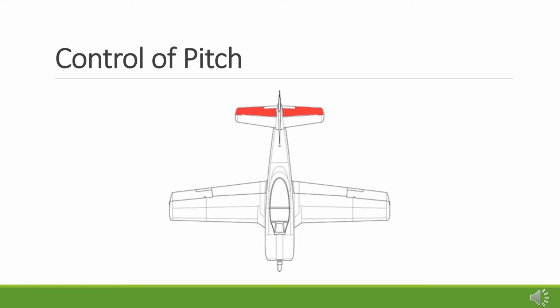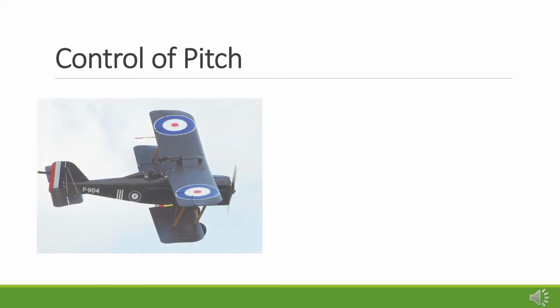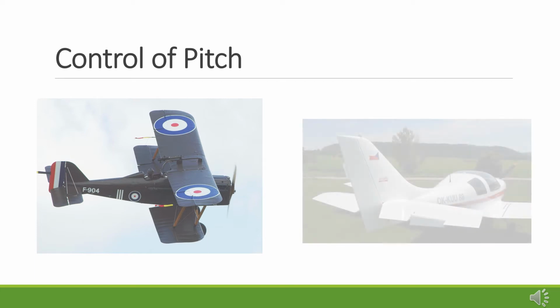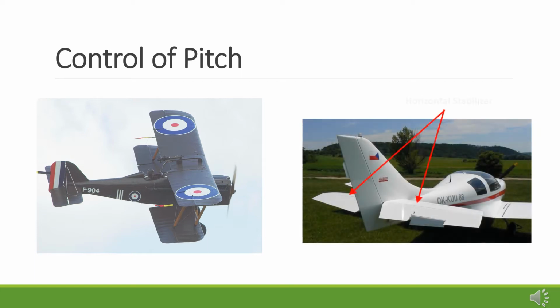Pitch is controlled on most aircraft by movable fins located on the tail or horizontal stabilizer. These movable fins are called elevators. While there are two elevators on the tail of most aircraft, they work in synchronization with each other. The movable elevators are typically located at the rear of fixed horizontal stabilizers.